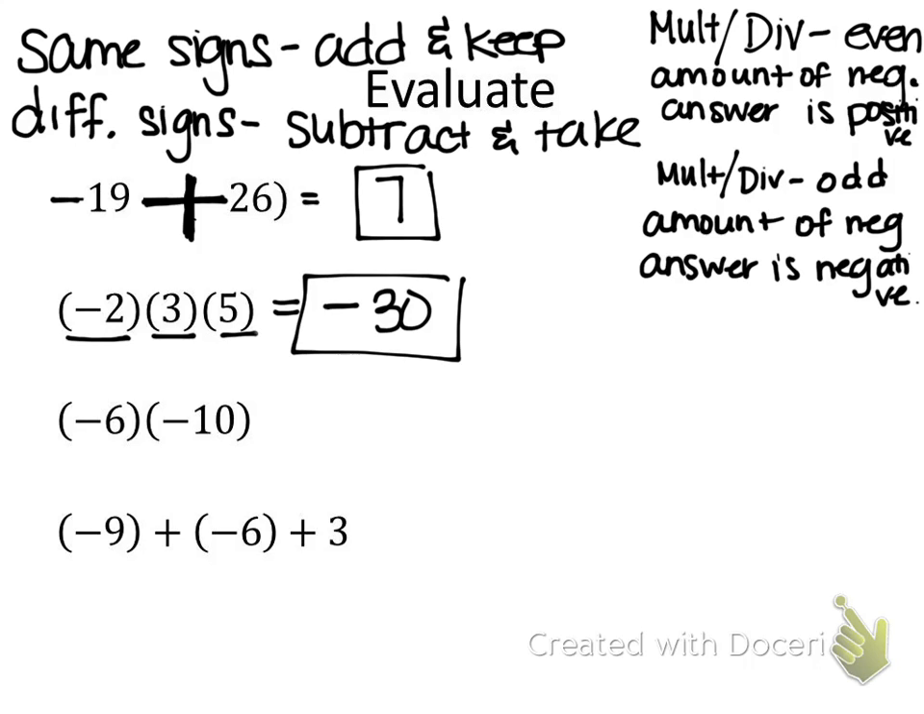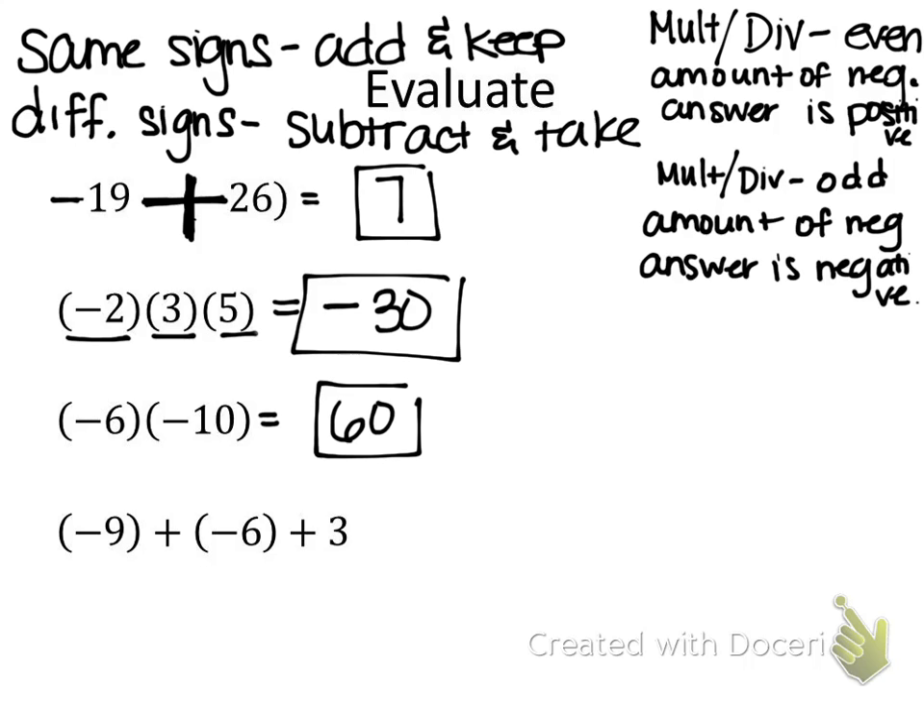Okay, this next problem. Am I adding, subtracting, multiplying, or dividing? Multiplying. Okay, because I have parentheses side by side. Count up your negative signs. How many do I have? 2. So what's my answer going to be? Positive. Okay, so now I just multiply. 6 times 10 is 60. And my answer is positive 60.